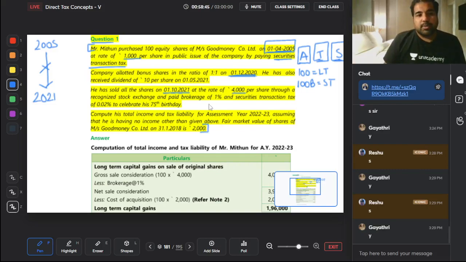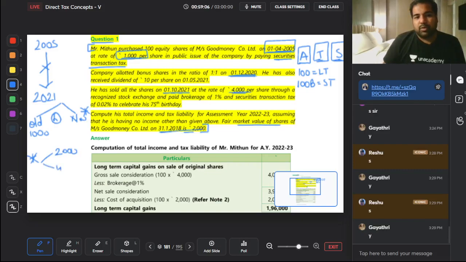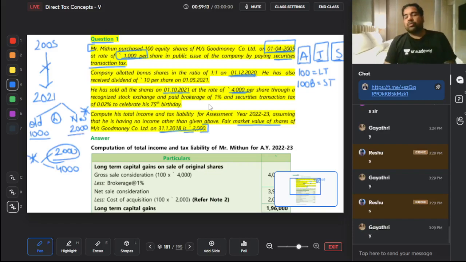What is the cost formula? So the cost is the old cost, which is 1000, or the new cost. But what is this new cost? The new cost is the FMV as on Arun Jaitley's speech date, that is 2000 rupees. Here we go, this is the last line. Or the sale consideration 4000, whichever is lower. So 2000 is lower, so I'm putting 2000 here, and now 2000 and 1000, whichever is higher. So your new cost is 2000.